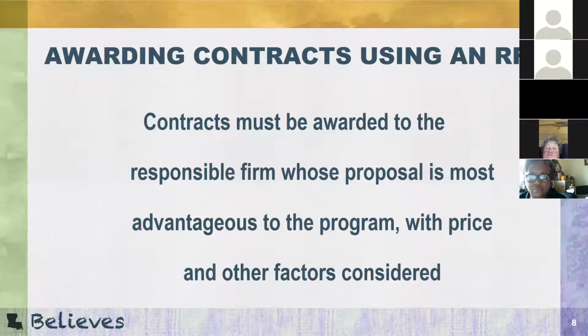Contracts must be awarded to the responsible firm whose proposal is most advantageous to the program, with price and other factors considered. The SFA may use an RFP for qualifications-based procurements of professional services, where the competitors' qualifications are evaluated and the most qualified competitor is selected. Examples where an RFP would be appropriate are pest control services, consulting services, and commodity processing.